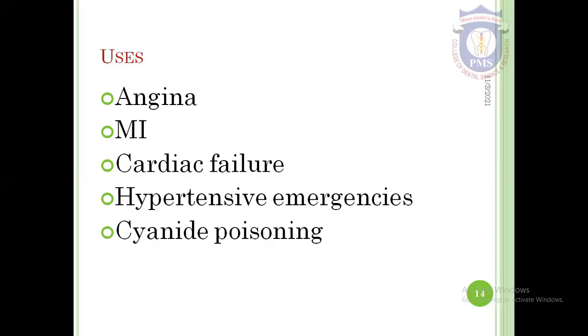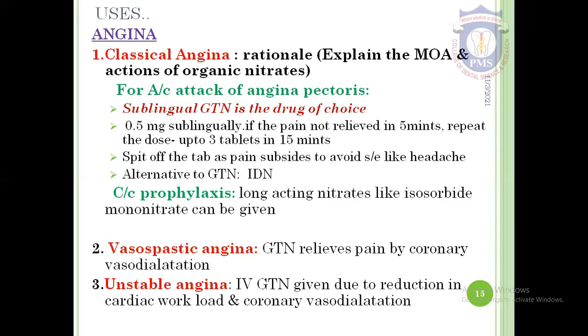Nitrates can also be used for the management of cyanide poisoning. Uses: we can use it for classical angina, because the nitrates cause venodilation, thereby decreasing cardiac output and reducing the cardiac workload, and they also cause coronary vasodilation, thereby improving the blood supply to the affected area of myocardium.